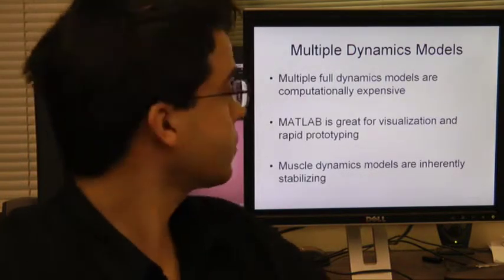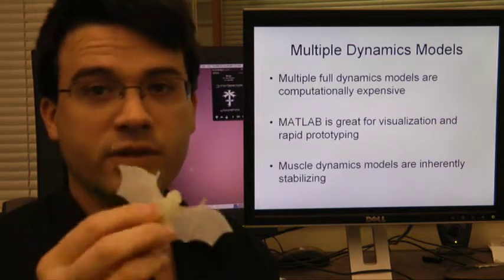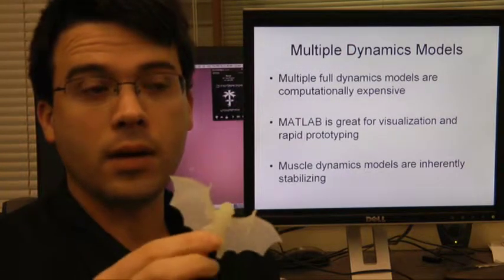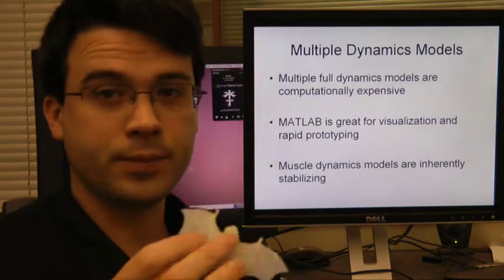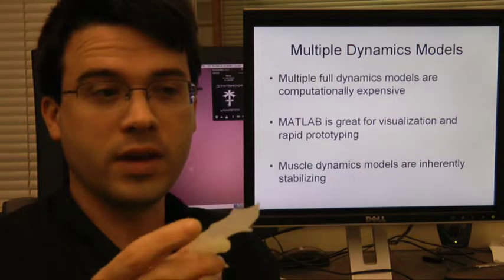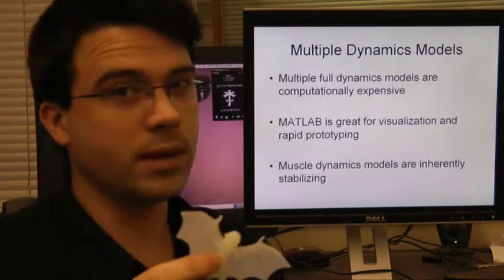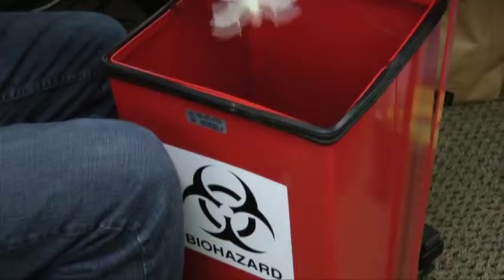Ingredient number 2. I like MATLAB. MATLAB is great for visualization. MATLAB is great for rapid prototyping. It would be cool to offload as much as possible onto MATLAB. However, the software infrastructure for controlling the ActHand is not in MATLAB, and MATLAB can have problems with speed. Throw that in the cauldron.